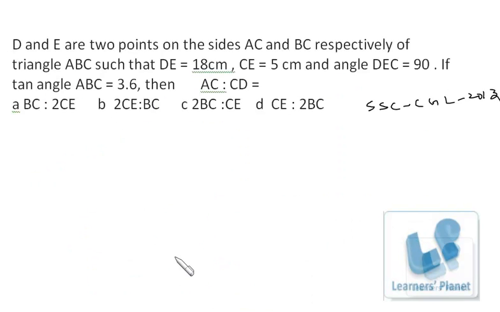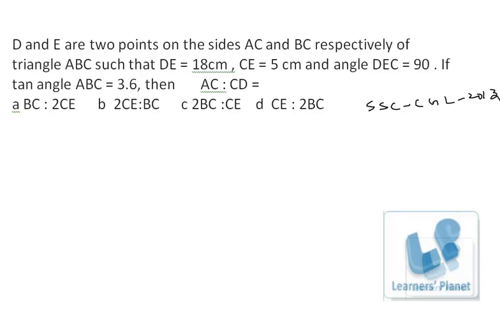Let's see this problem from SSC CGL paper 2013. D and E are 2 points on the sides AC and BC respectively of a triangle ABC such that DE is 18 cm, CE is 5 cm and angle DEC is 90 degrees. If tan of angle ABC is 3.6, then AC is to CD ratio we have to find out.